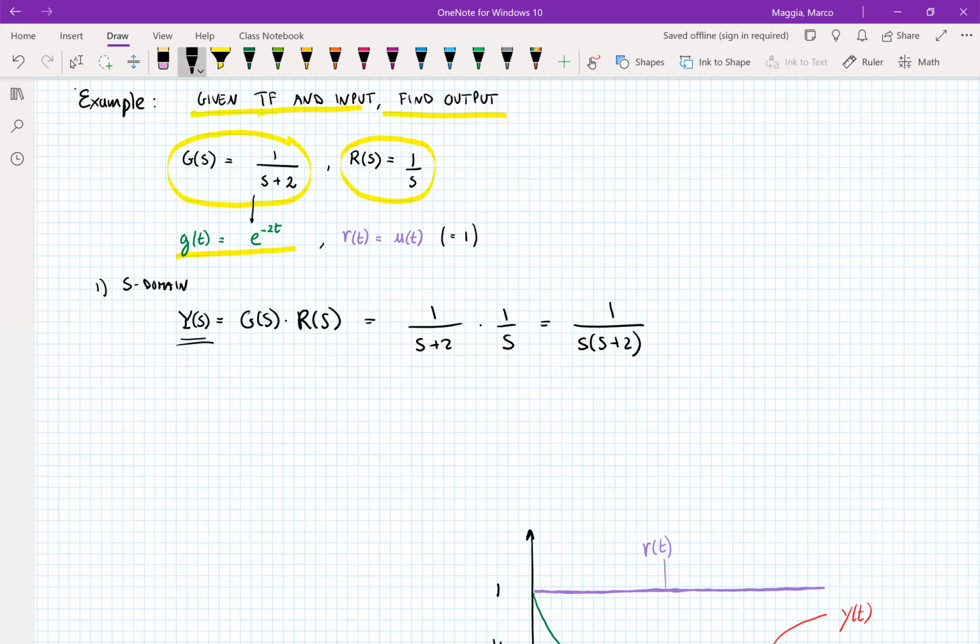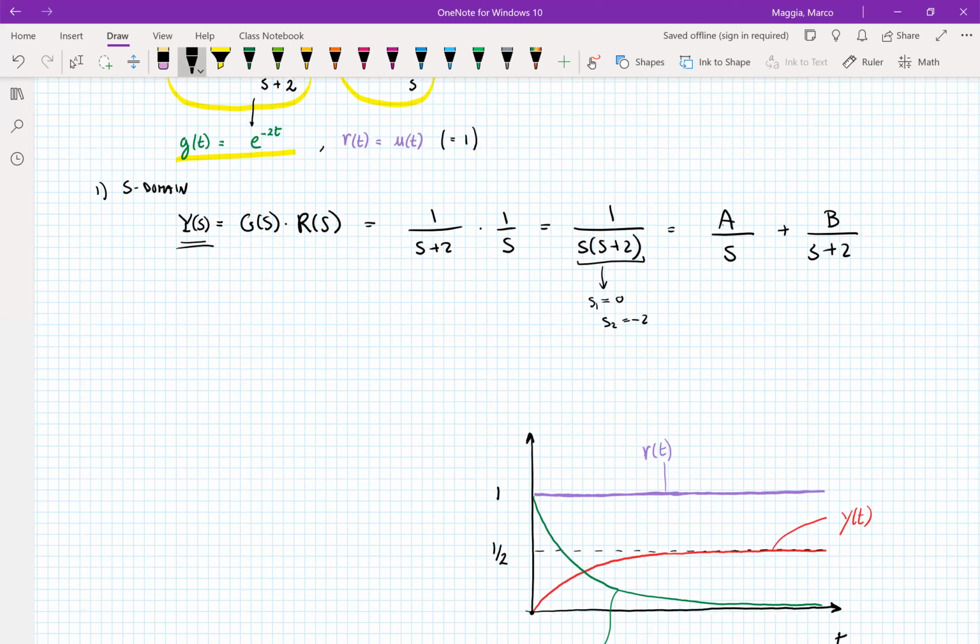So what do we have to do? We have to apply the partial fraction expansion that we saw in part 1 of the lecture. So what are the roots of the polynomial at the denominator? Well, the first one is 0 and the second one is minus 2. Very easy to spot in this case. So we can write a over s plus b over s plus 2. 0 and minus 2 are obviously different roots.